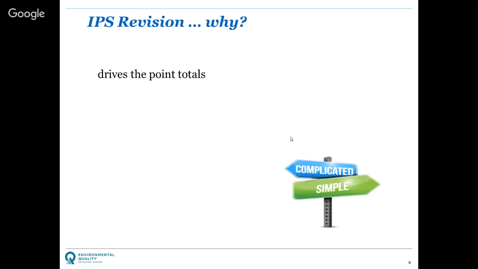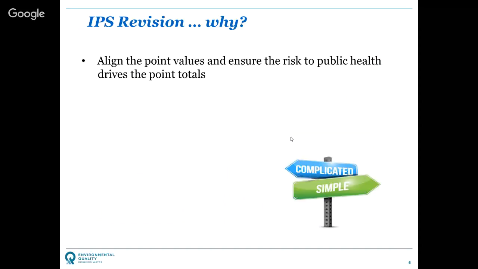Why are we doing the IPS revision? To align the point values and ensure that the risk to public health drives the point totals. Right now, one of the things we're seeing with IPS points is that they don't always correspond correctly with what EPA considers a health-based violation or what we consider a greater risk to public health. We'll have better alignment between those two values that the Division of Drinking Water is committed to protecting.